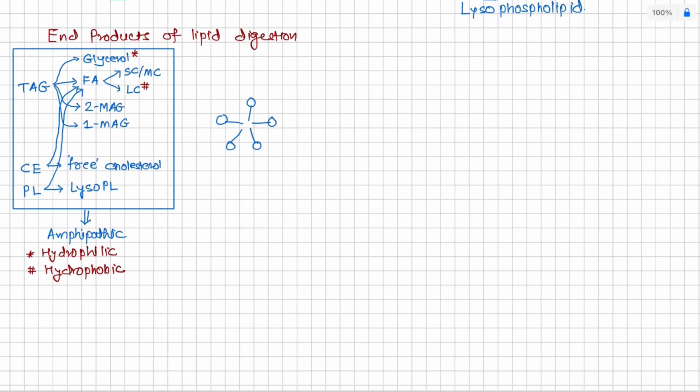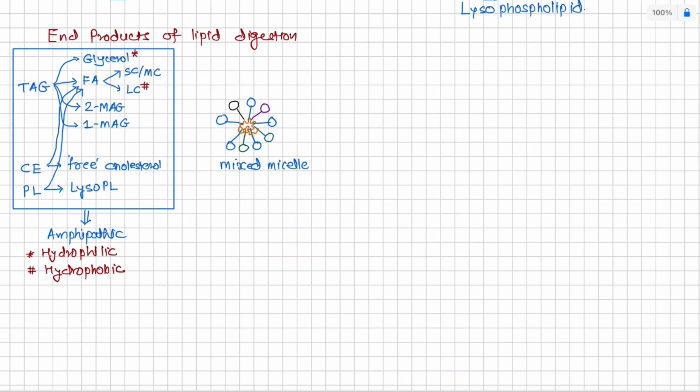Now, in addition to bile salts, we have many different amphipathic molecules which can also participate in this micelle formation. Suppose this is fatty acid, this is 2 and 1 monoacylglycerol, this is free cholesterol, this one is lysophospholipid and long chain fatty acids are in the center as they are hydrophobic. So here, as you can see, along with bile salts, all these lipid digestion end products are also there in the micelle. Since there are multiple types of molecules in this micelle, we can call it a mixed micelle.